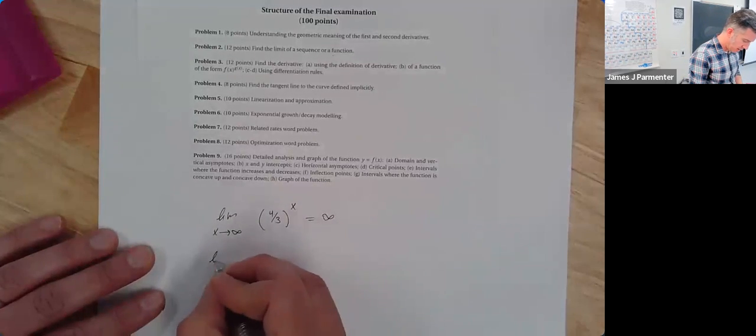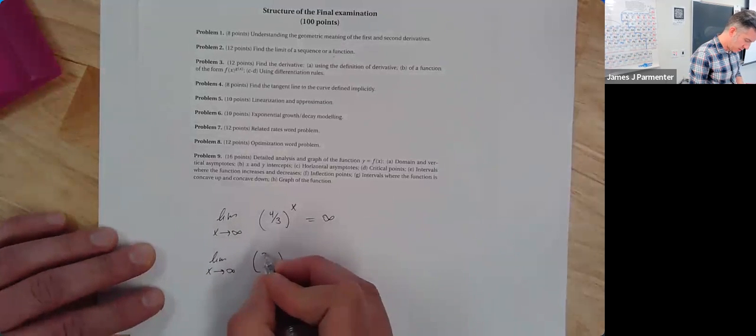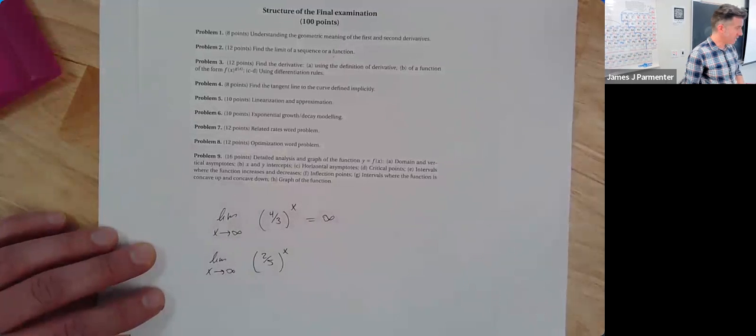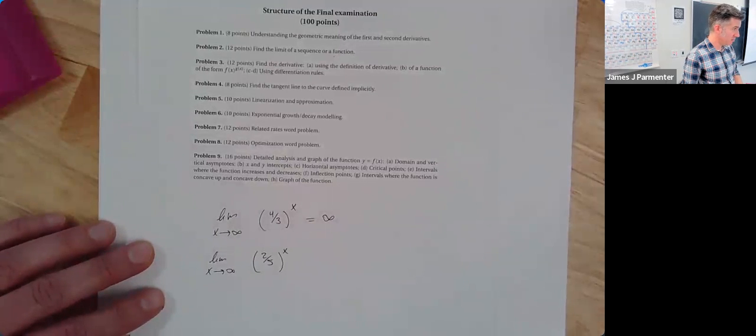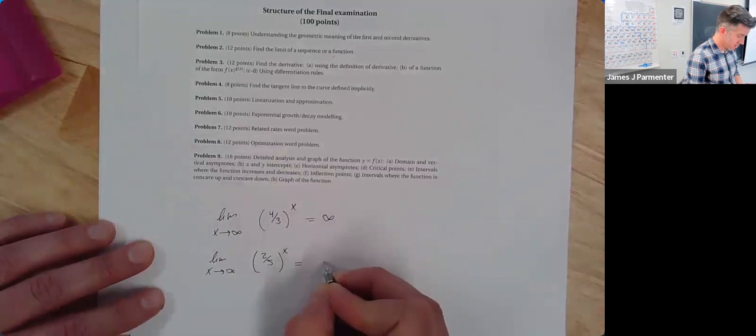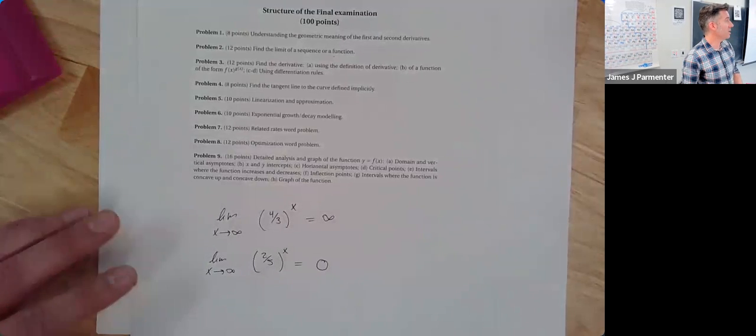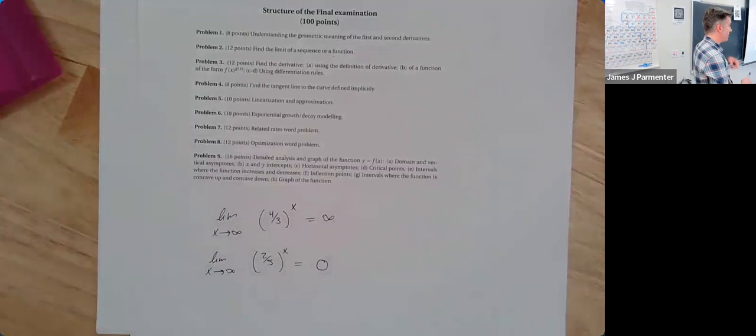On the other hand, if you've got a number that is smaller than 1, like 2/5 raised to the x, that limit's going to be 0, because it's getting smaller. It's still positive, right? 2/5 times 2/5 times 2/5 times 2/5. Positive, positive, positive, but getting smaller and smaller every time you multiply it by a number less than 1.